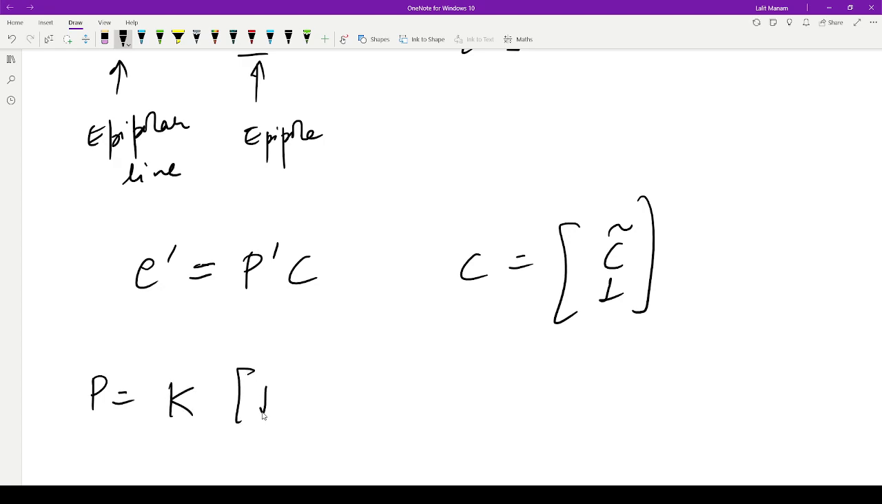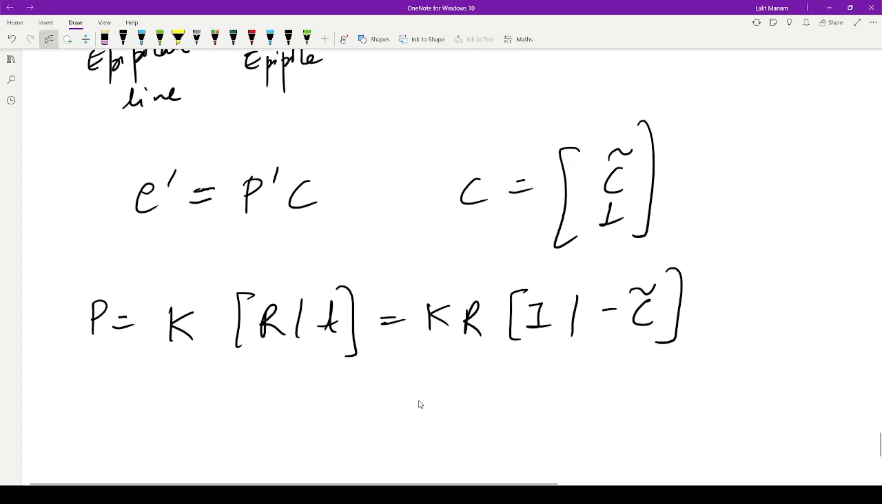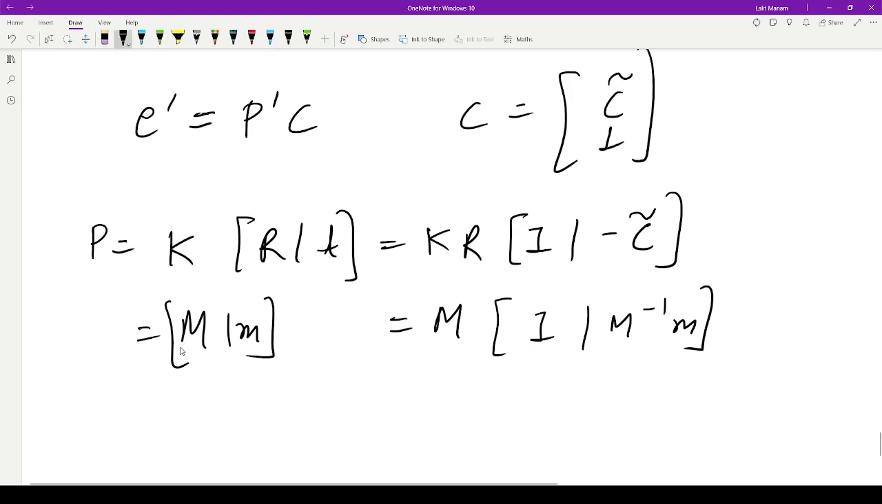Okay, I guess we have to revise these things again. KR, if you remember, it looks like this, which I am denoting as M and m. So if I take M outside, it should be M inverse m, right? Yes. Comparing these two equations, what will we get? C tilde is minus M inverse m. I hope this was done. We did it in some of the sessions. Okay. Fine. Just cross verifying that I did not miss out on this.